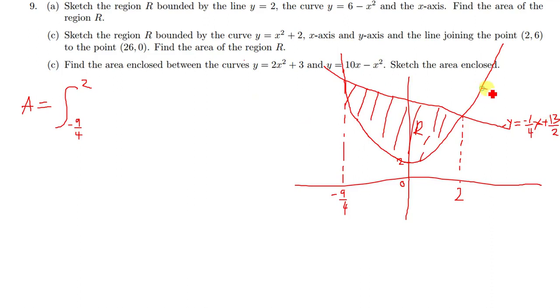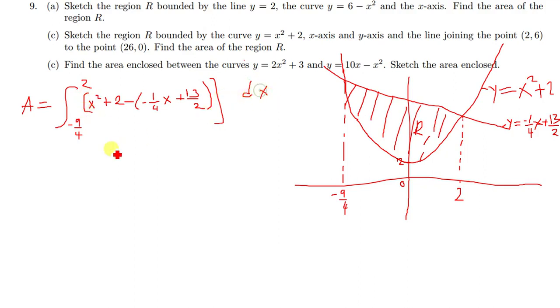Then the curve is y is equal to x squared plus 2. So this would be x squared plus 2 minus negative 1 over 4 x plus 13 over 2. Then we'll do this by integrating this with respect to x.